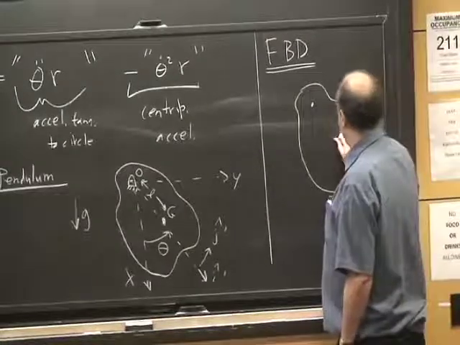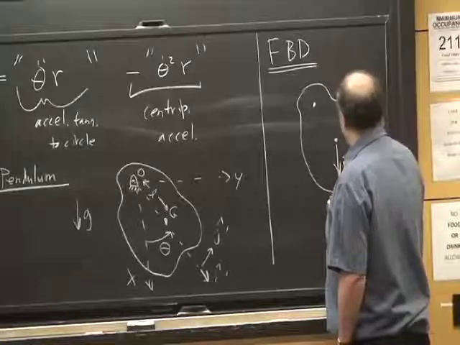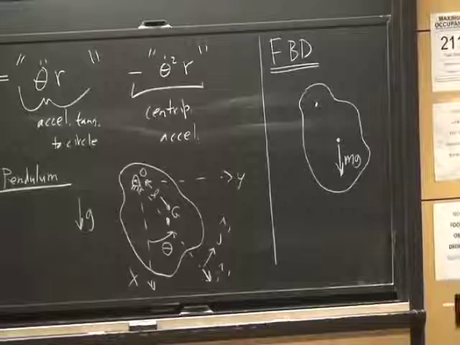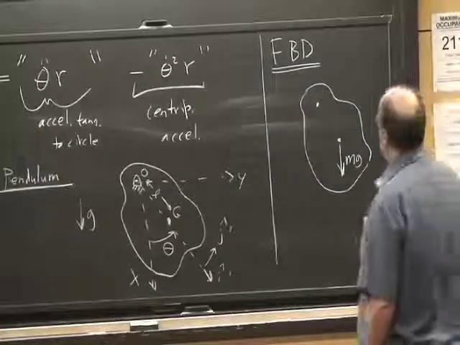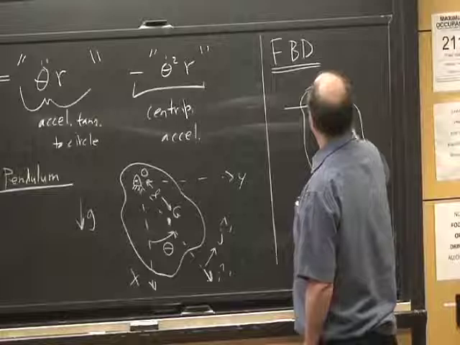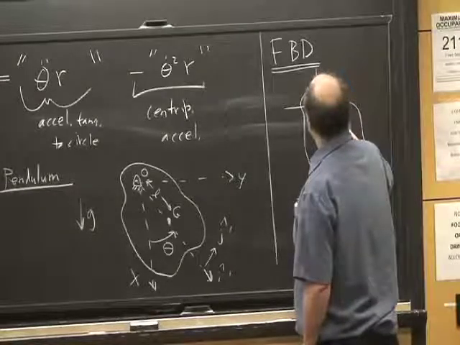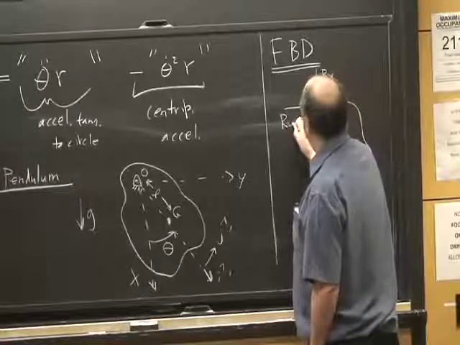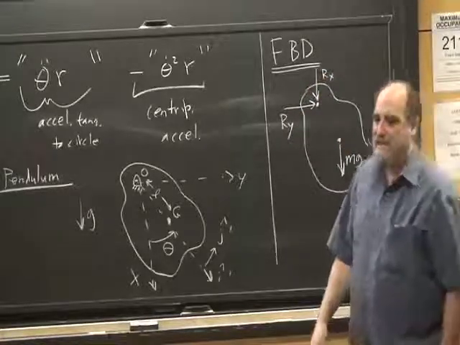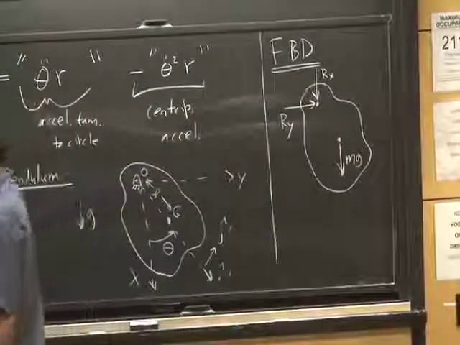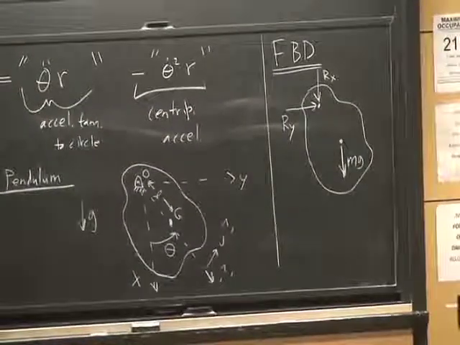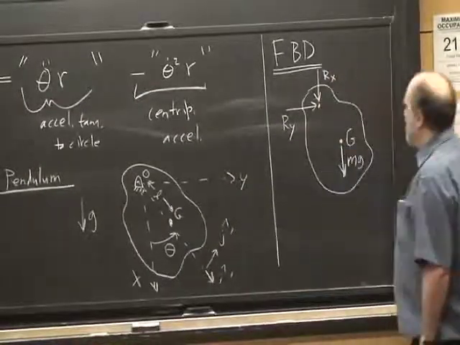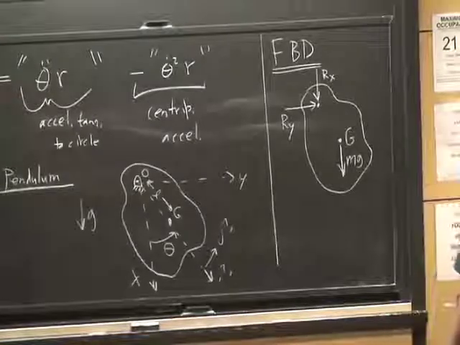In cutting it free from the world, we have to fool it into thinking the world is there, and we do that by putting in a gravity force, which is the total mass times g. Then we cut it free from the hinge. Just to avoid sign problems in my algebra, I'm going to call this Rx, and this Ry, positive forces in the x and y directions. And then here we have this point G, and then we say, what are the basic equations of the system?